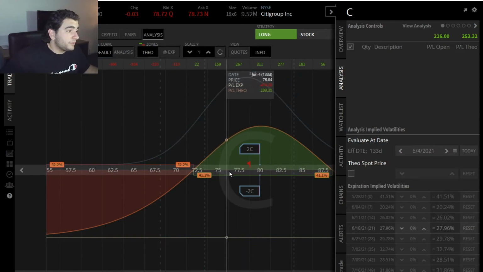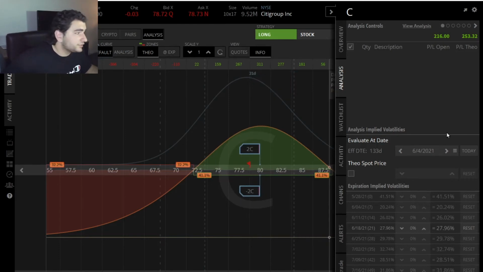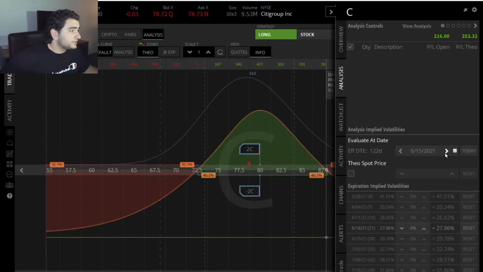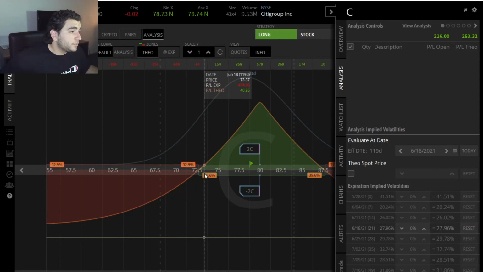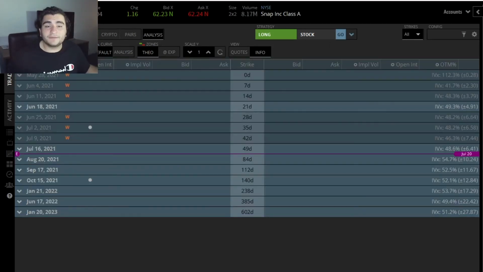This is why we have this risk profile that can show us the ranges in which we are profiting on this trade. Let's fast forward a bit more into the expiration date of the front month, which is the June 18th expiration. Let's see what that would look like. And boom, that is our risk profile graph. On the date of expiration of the front month, you'll see that we are profiting between about 72.5 and about 87.5.